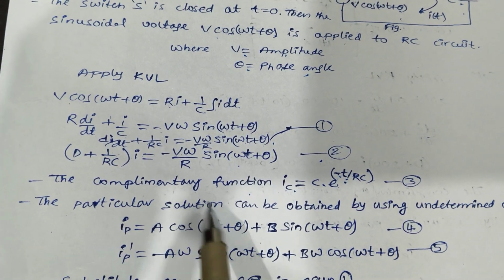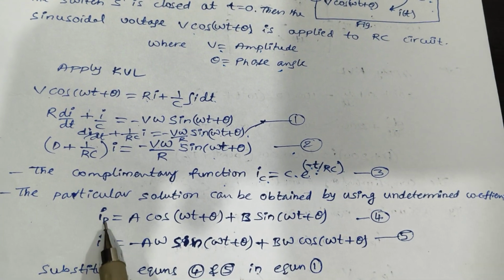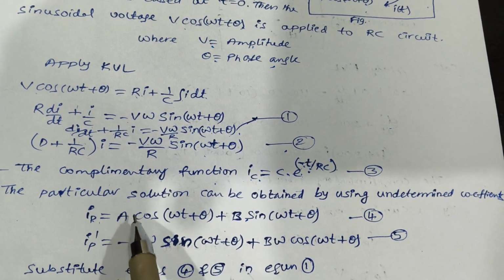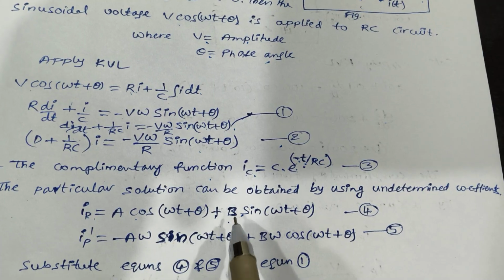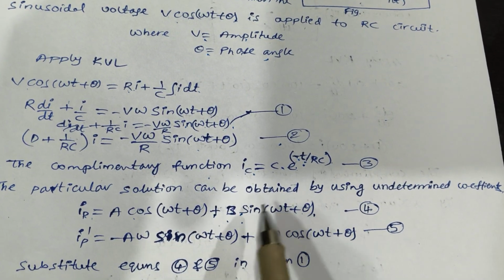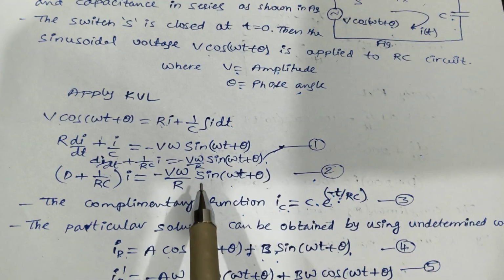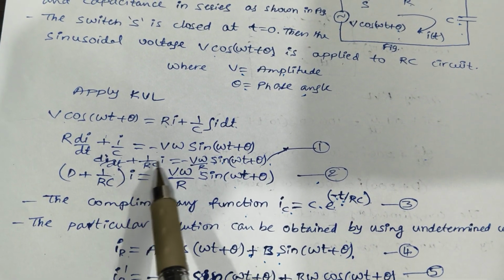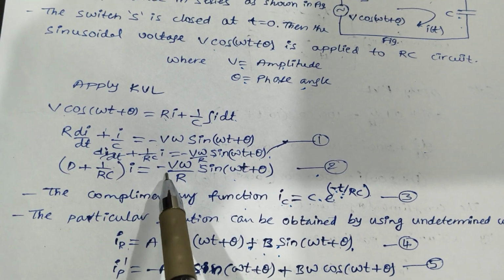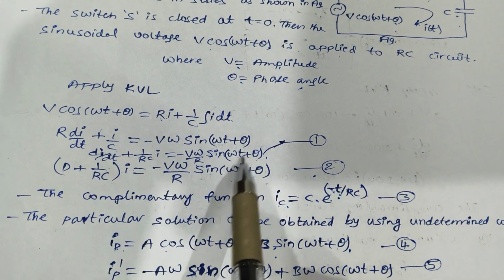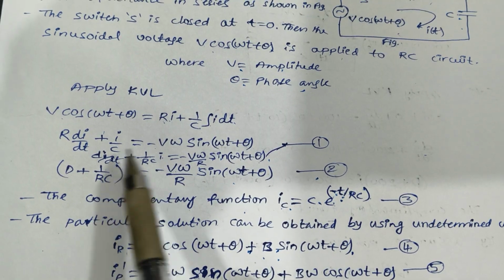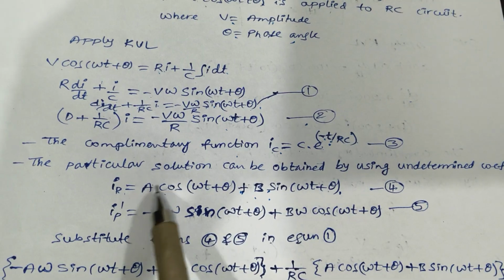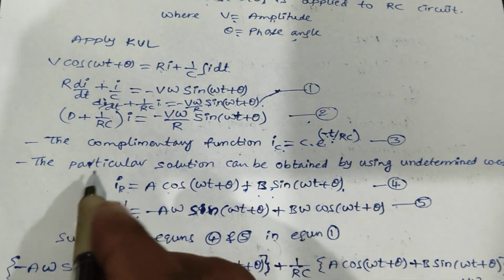To find the particular solution, I am assuming this equation for iP with undetermined coefficients a and b. So iP is equal to a cos(omega t plus theta) plus b sin(omega t plus theta). In the first equation we have di by dt also. To find the particular solution, I'll use the same first equation with iP here, so I need di P by dt also. That's why I'm differentiating this fourth equation, that is the iP equation.